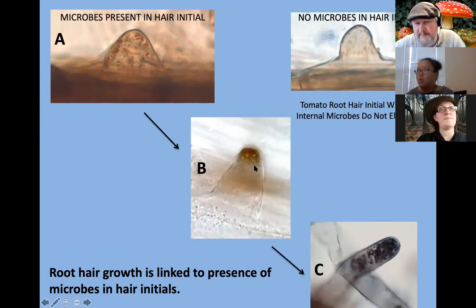And you can see B beginning to elongate. You can see those microbes at the tip. And you can see at C, it's a bit longer, and there's more microbes at the tip. So those microbes are actually being replicated.